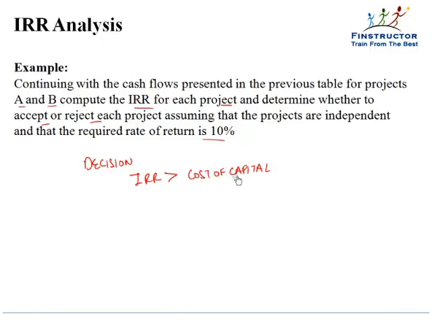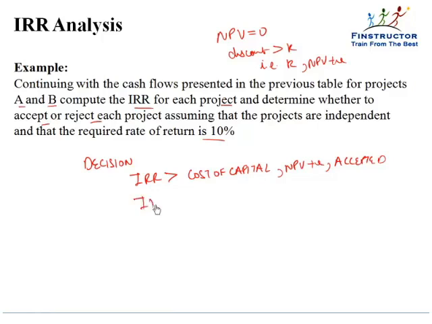what will happen? If IRR is greater than cost of capital, that means for the NPV to be equal to 0, I need to discount by something greater than the cost of capital. That is, if I discount by the cost of capital, the NPV will be positive. So if IRR is greater than the cost of capital, the NPV of the project will be positive and the project should be accepted.